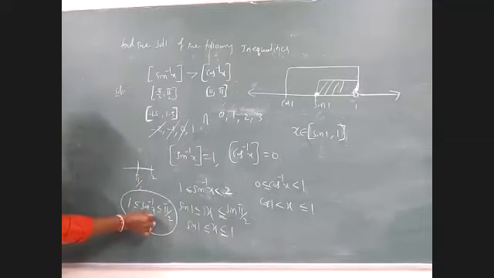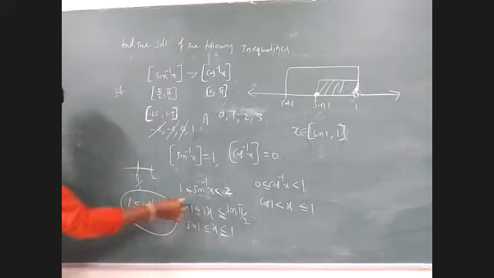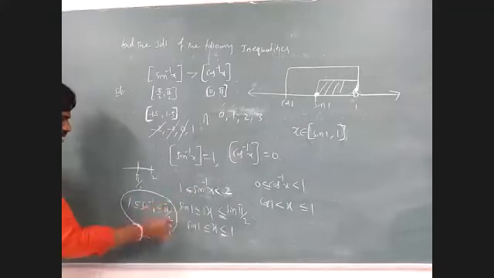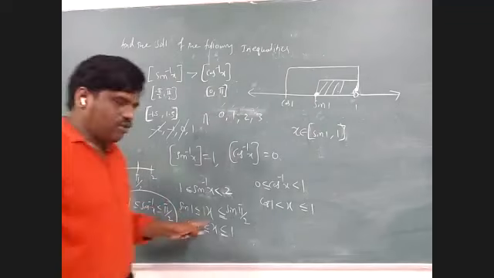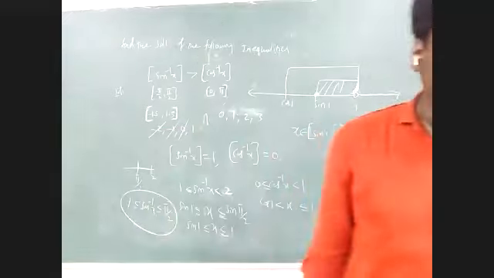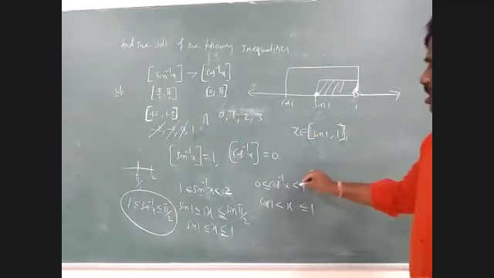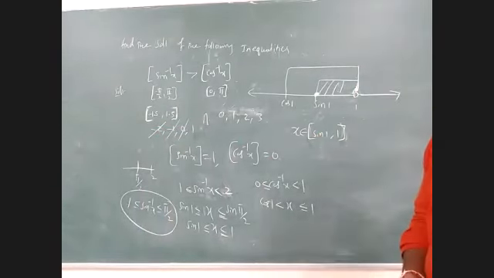I'll take this. So then sin I'll send here, sin I'll send here. Sin pi by 2 is how much? 1. Sin 1 is sin 1. So x is in between 1 and sin 1. Okay, then cos also. Is it clear to you?